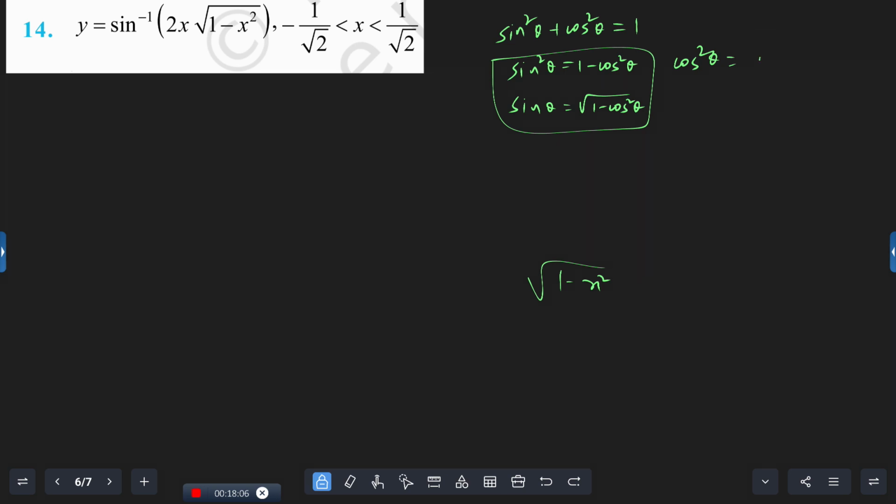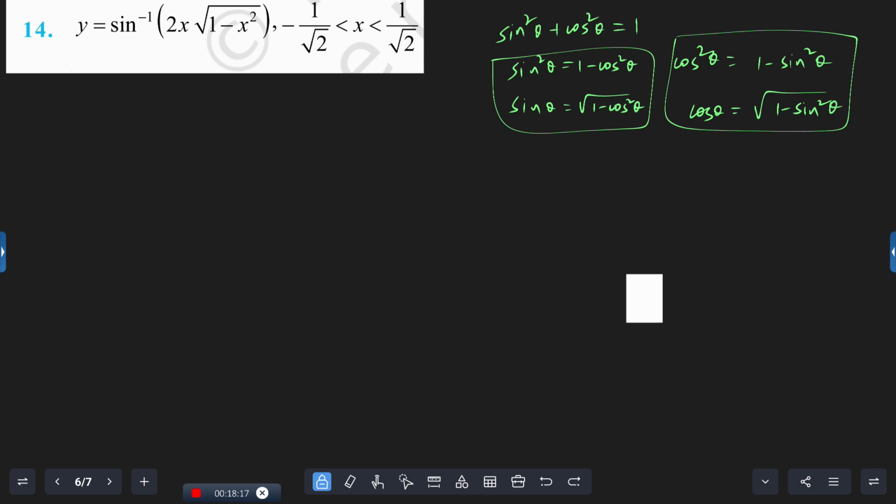The square root will not come; 1 minus sine square theta. So only cos theta, if you want. The square root of 1 minus... this you will be getting. This is one format. We have a chance to choose both of them, right?